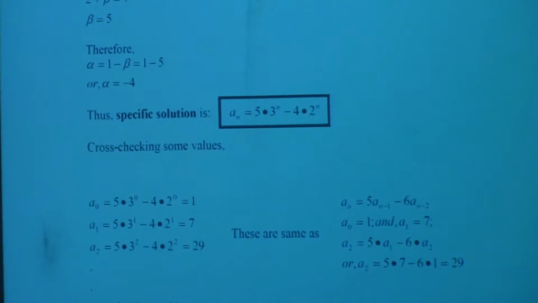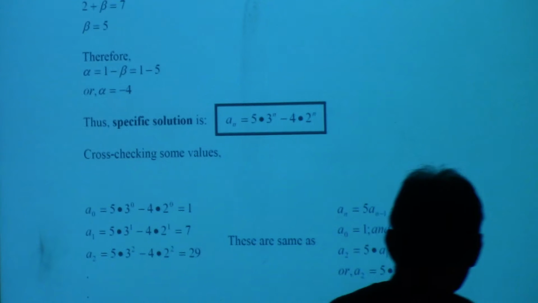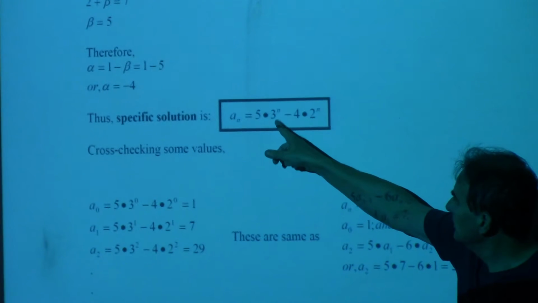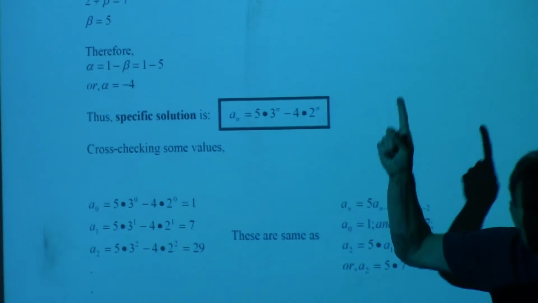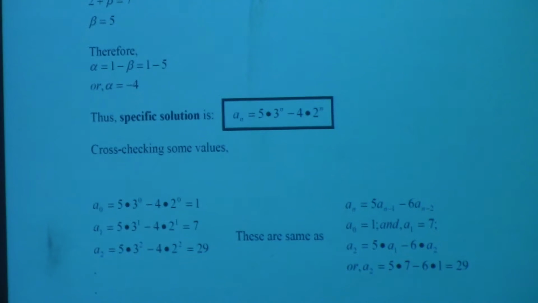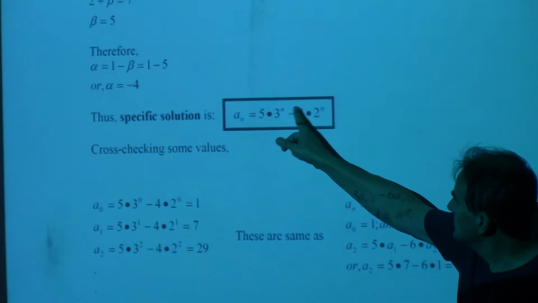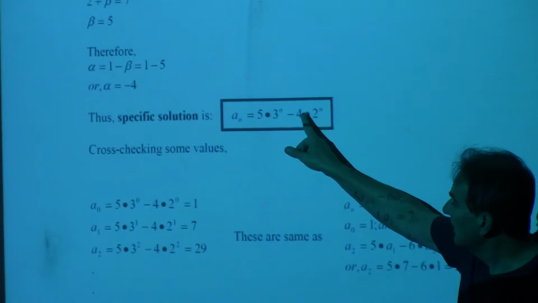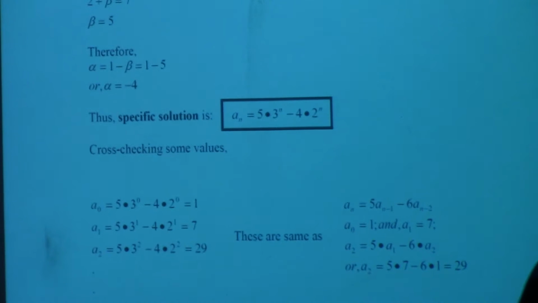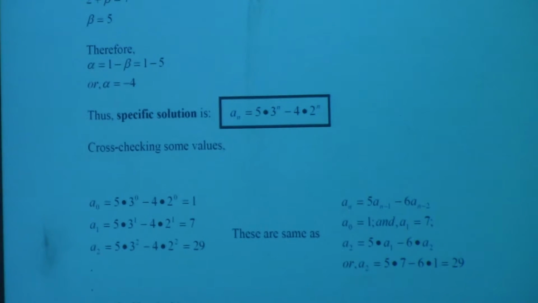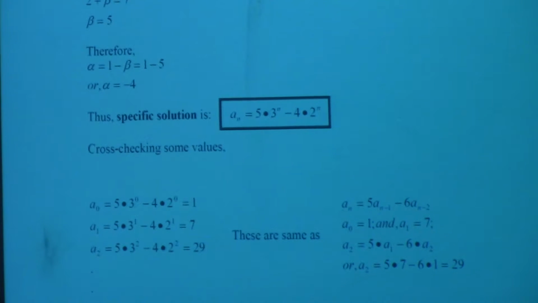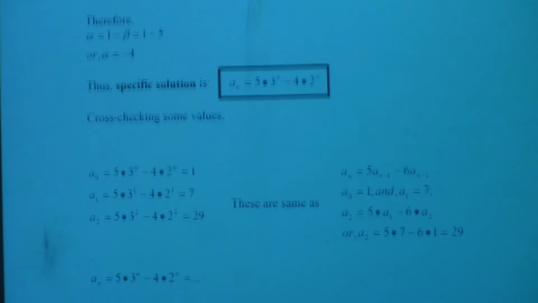So let's find out if this is going to work. Do you remember what the value of a0 was? a0 was 1. So that means a0 should be equal to 5 times 3 to the 0, minus 4 times 2 to the 0, and since those are 1, it's 5 minus 4. Correct. Okay. What about a1? 7. So 3 to the 1 is 3, 2 to the 1 is 2. So 15 minus 8 is 7. So we know a0 and a1 work. This is a very good thing, because that means it's matching the initial conditions.